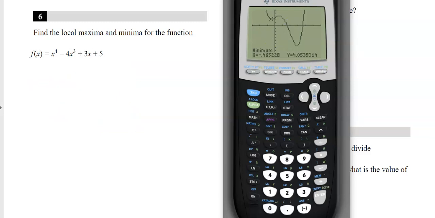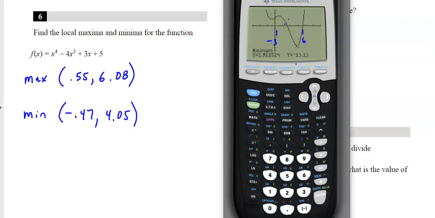Well, then we have another min. So second calc, another min. And we got to go way down here at the bottom of this valley. So enter on the left side of the valley. Enter on the right side. Guess. And there is our final local minimum. The x value is 2.91, and the y value is -13.13. So those are our 3 local highs and lows for that particular function. So make sure you know how to use your graphing calculator to do that kind of stuff.